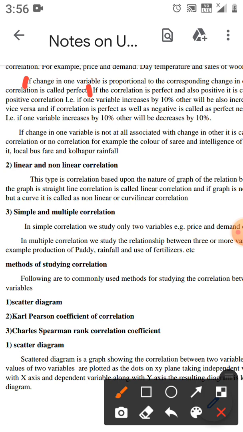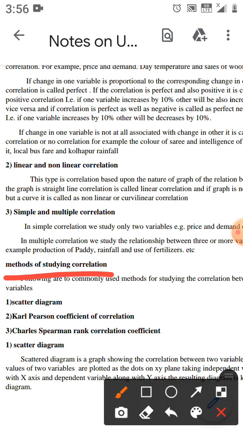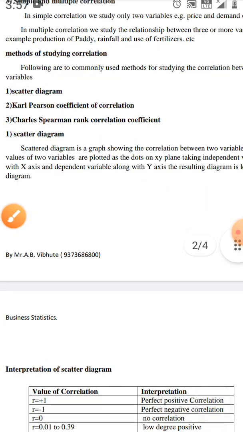There are some methods of studying correlation. The first one is the scatter diagram, then Karl Pearson coefficient of correlation, and the last one is Charles Spearman rank correlation coefficient. The first method of studying correlation is a graphical method, that is the scatter diagram.